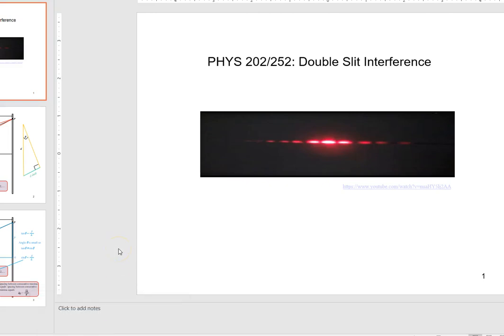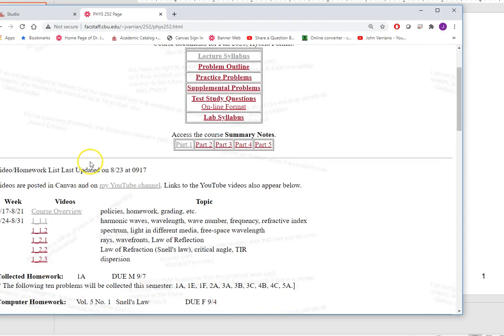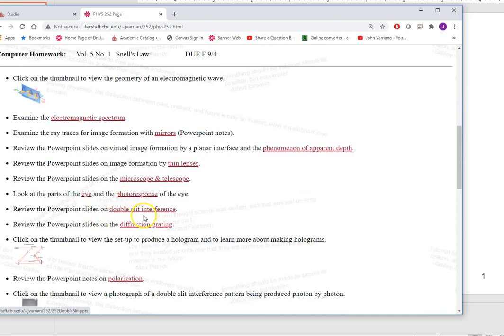Hey everybody! So in this video we're going to look at a specific type of interference called double slit interference. And this is a PowerPoint presentation that I'm going to go through. I would just remind you guys, if you go to our course page, you'll be able to find this down here. Okay, right there. Double slit interference, the PowerPoint slides.